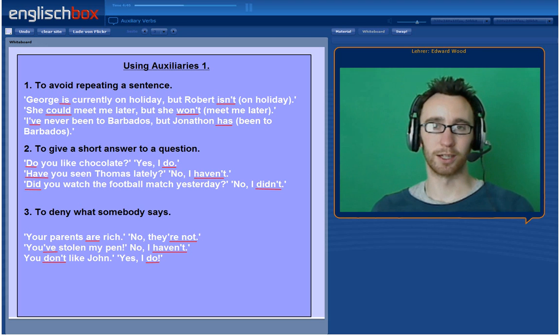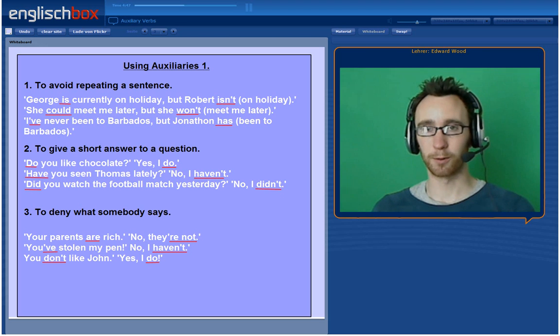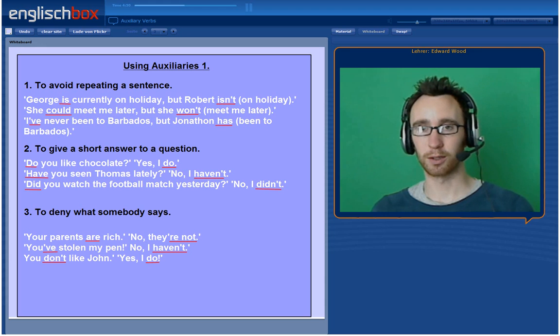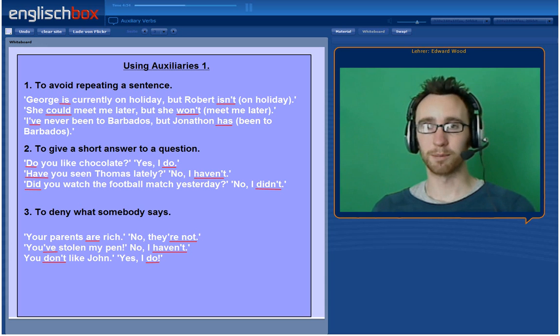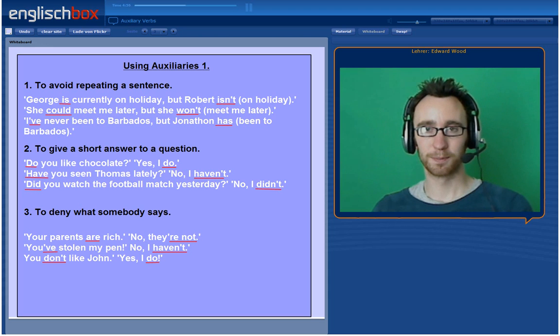And it's very important to learn to correspond the auxiliary in the response to the auxiliary in the question or statement preceding the response, because you can use it in many different situations in English.